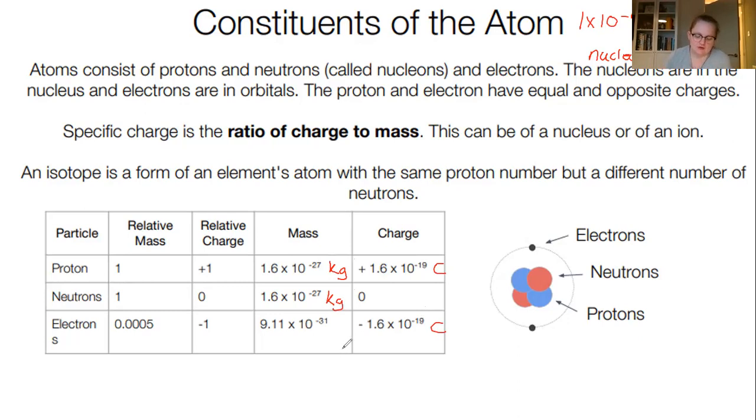And then finally, our electrons. Our electrons have a relative mass of 0.00005, so officially 9.11 times 10 to the minus 31 kilograms. We start to use this as a relative mass rather than saying 0, because obviously the electron exists, so it does have a mass. Our relative charge is -1, so this time it's -1.6 times 10 to the minus 19 coulombs. And we've got our outlines of where protons, electrons, and neutrons are. So clear the drawings. Let's move this on.